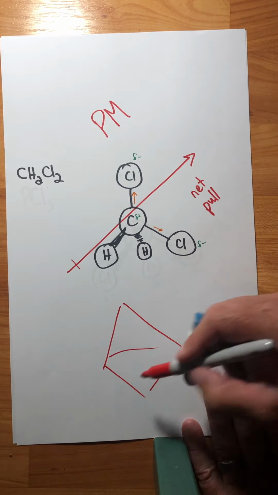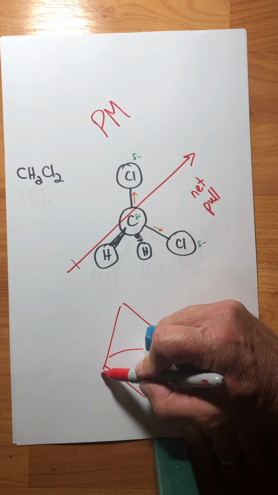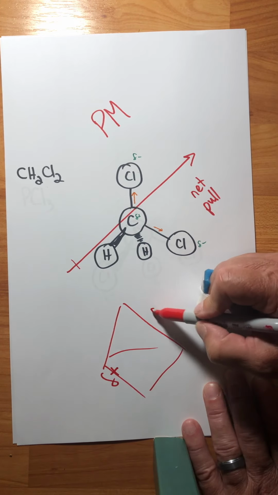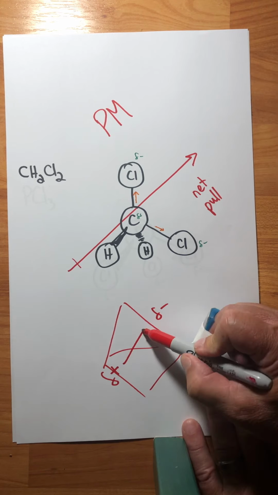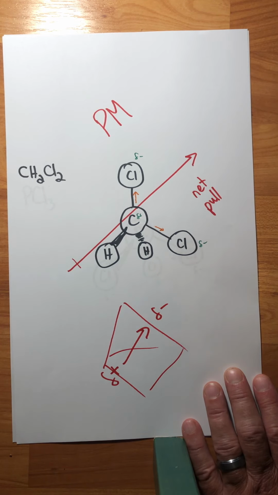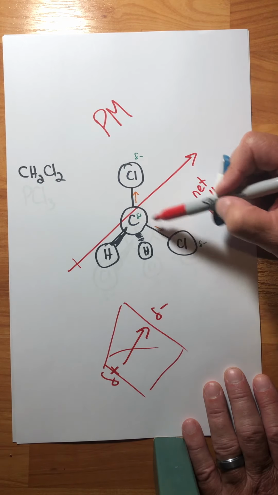what the molecule might look like, this end would end up being actually the slightly positive end, and this side would be the slightly negative end because the pull was in that direction. That's kind of what it ends up doing, okay? So that's how you would do that one. Hopefully this is pretty easy to see.